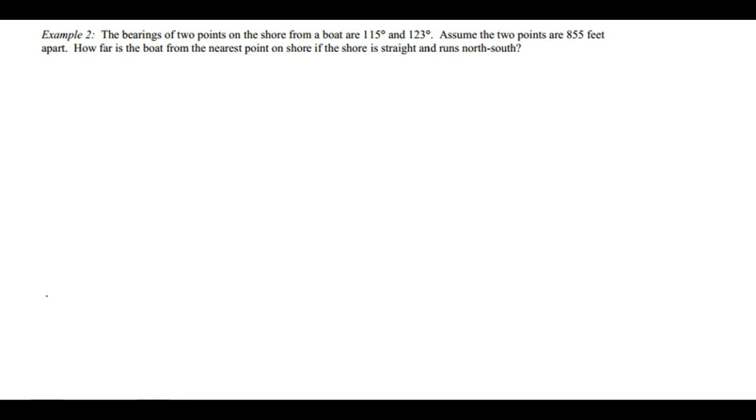So I got to get myself a little picture here. Again, here's that fabulous boat, and here is your north-south shore. And so the boat, that nearest point would be right here. Let's call it, X. Or no, let's call it something more like P for point. Now I want to know that distance.